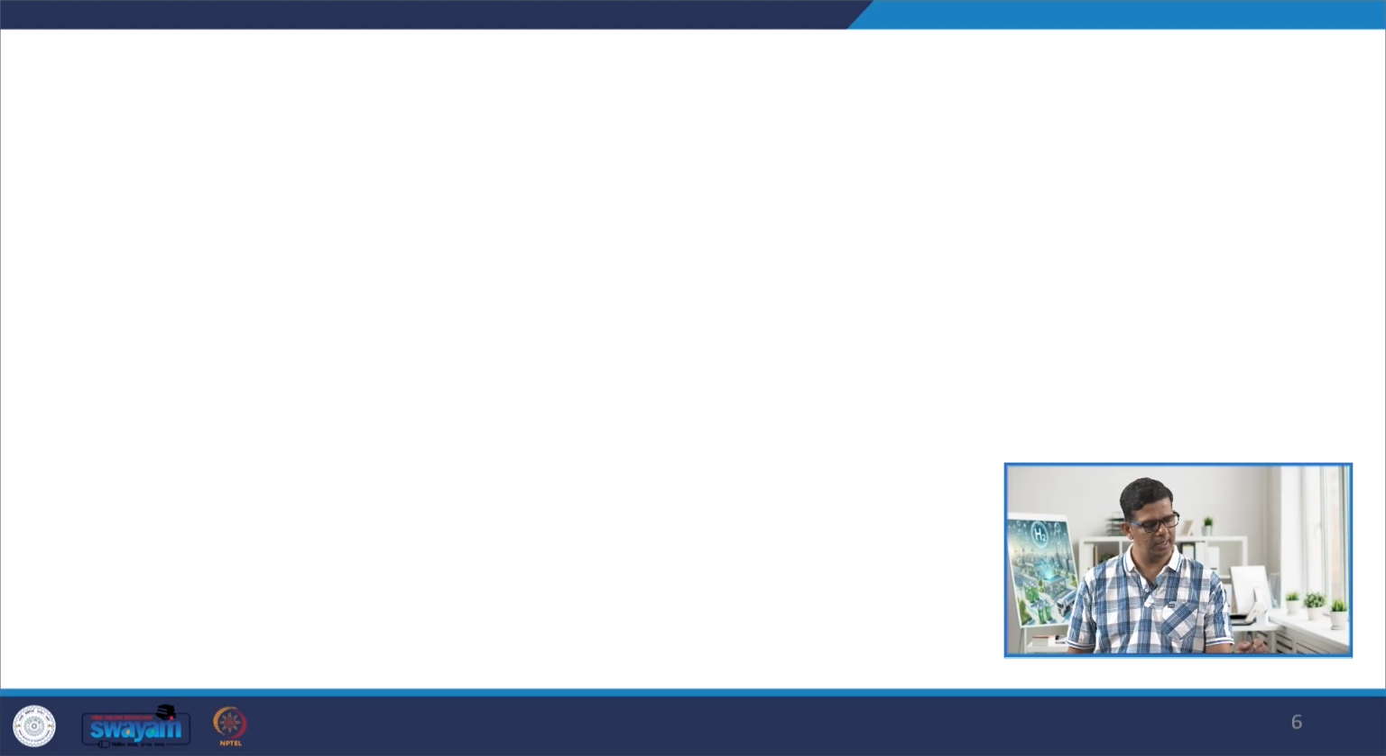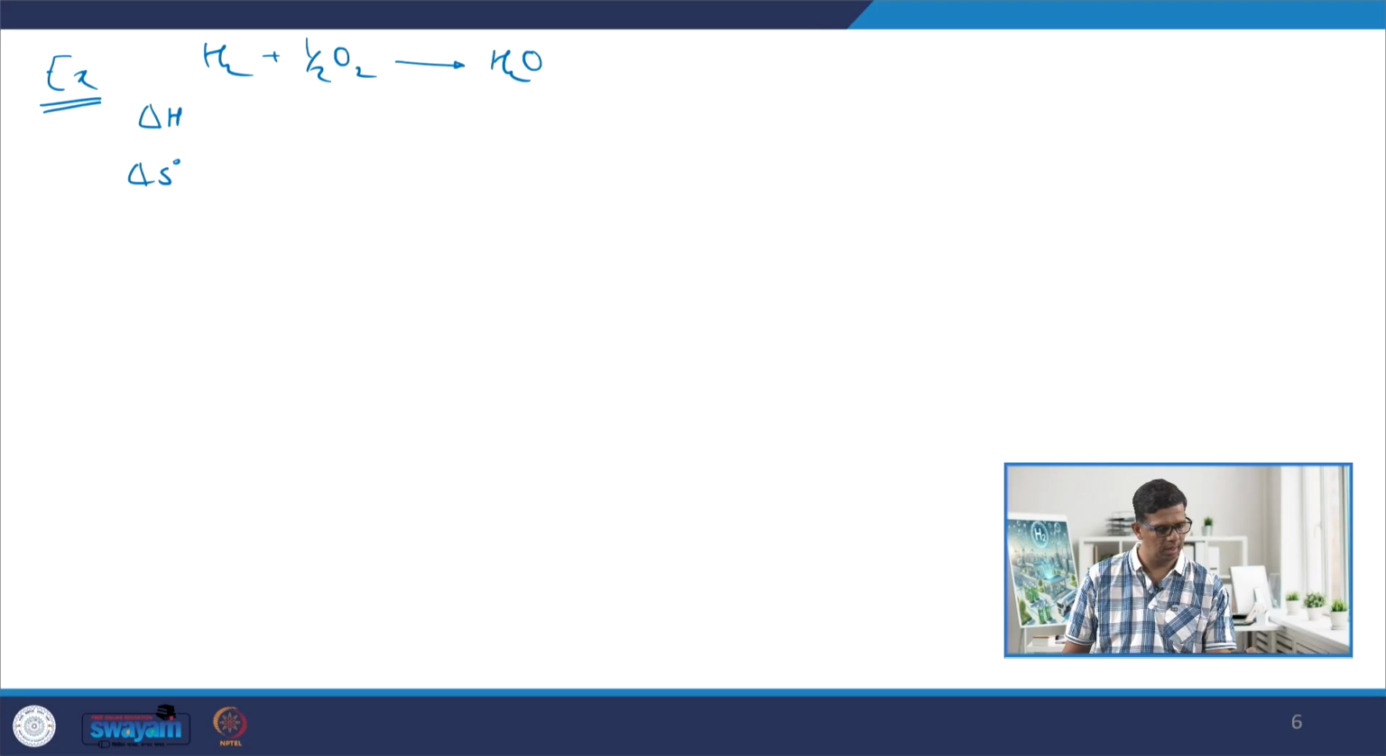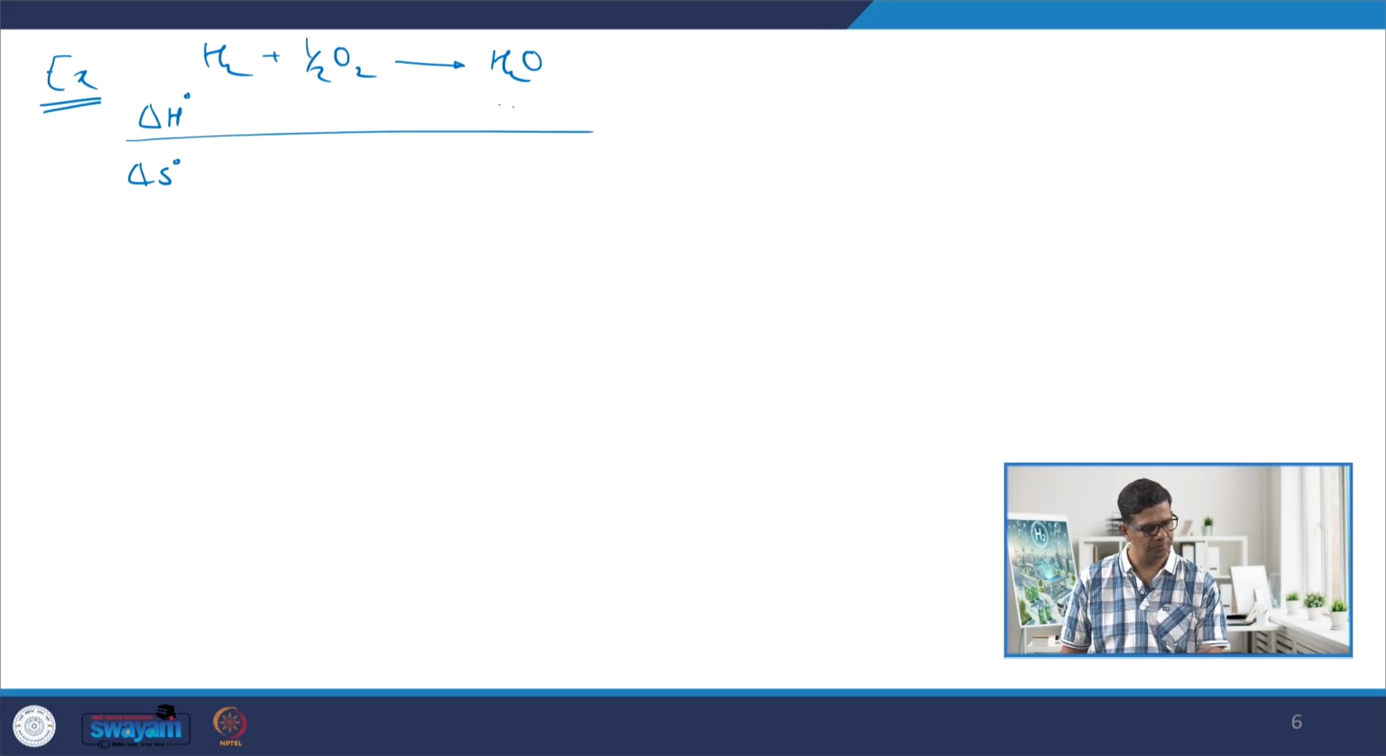Let us start with a basic example. Let us take our conventional hydrogen oxygen reaction converting to water, and what we have is the enthalpies and the entropies at STP for all these chemical species.